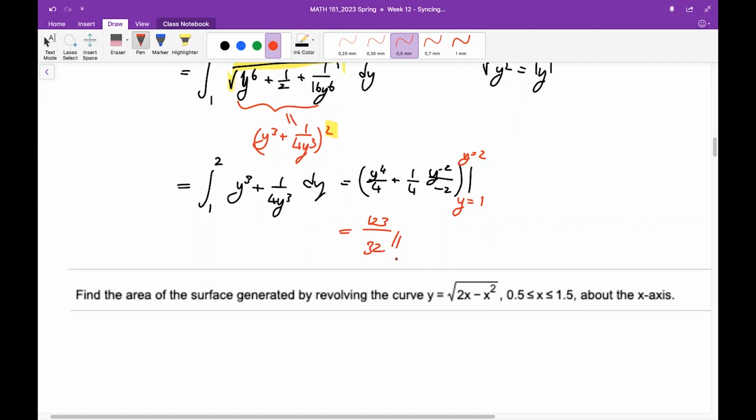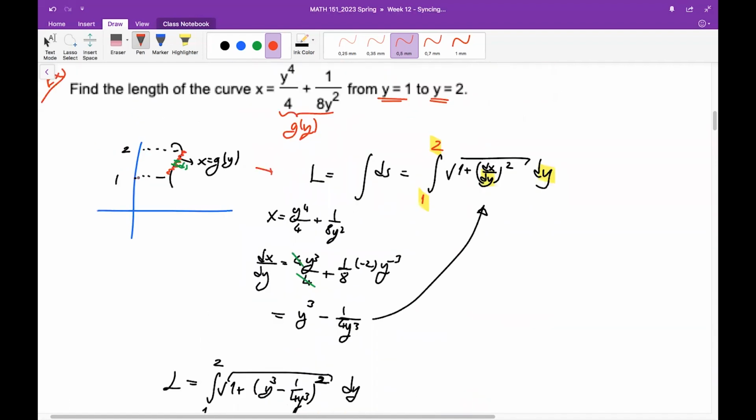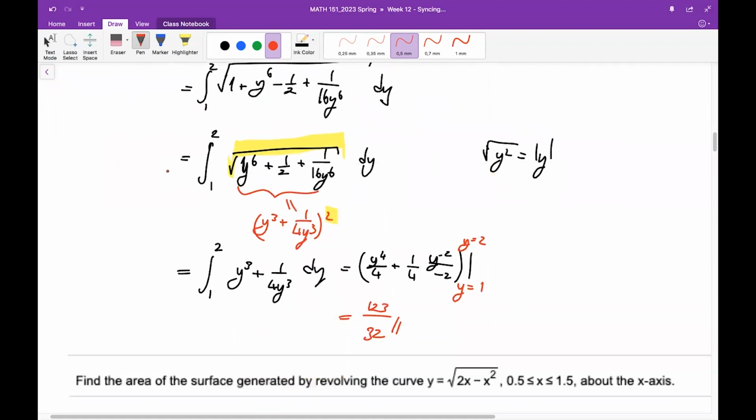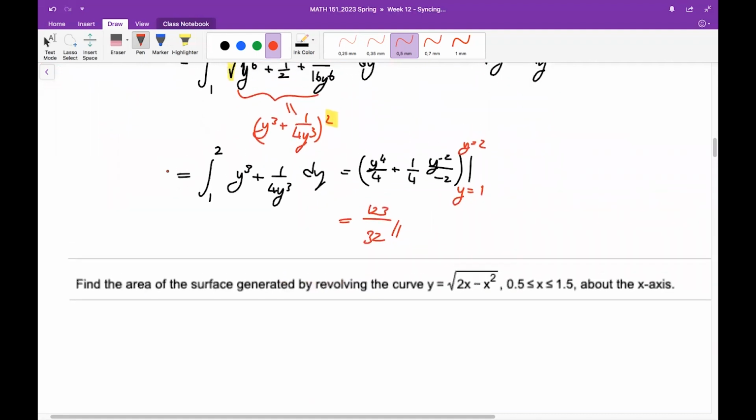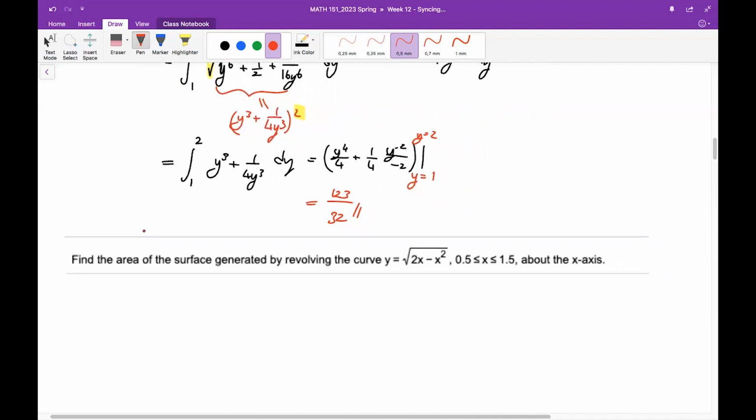This is the length of the given curve that corresponds to the part over 1 to 2 over the y-axis. So this is the corresponding length of the given portion, okay, in the y version. Any questions about this solution now?